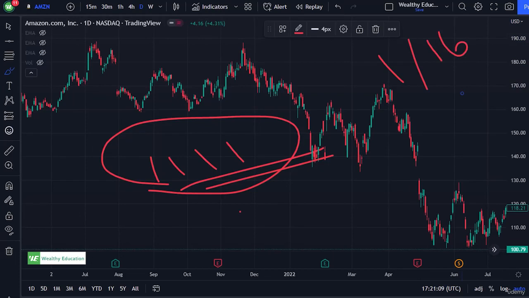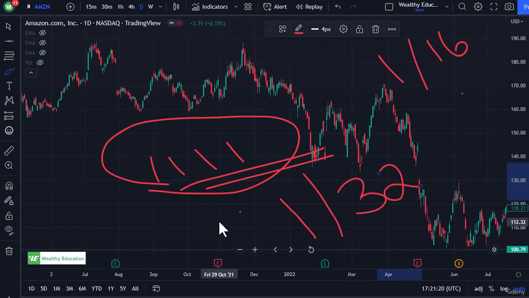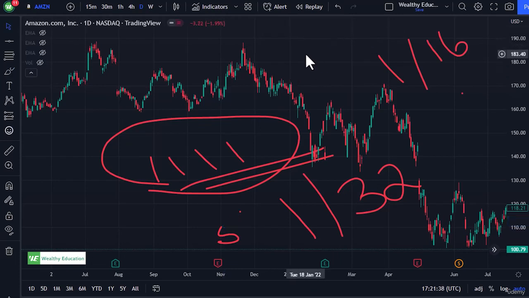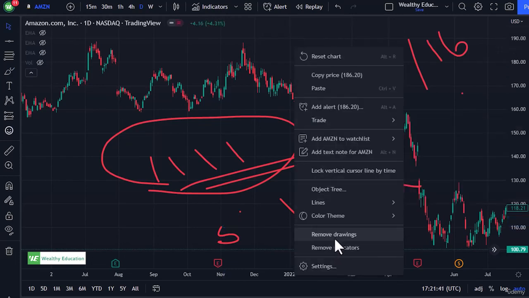That being said, every time you go further out, you double the number of trades it takes to hit that many in a row. So, for example, if it took five losses in a row to wipe out your account, it'll happen one in every 32. If you decide that you want to make it even more difficult, you remove the drawings.